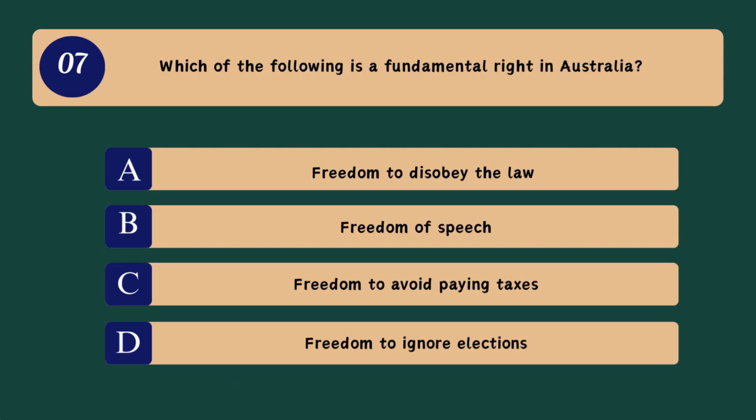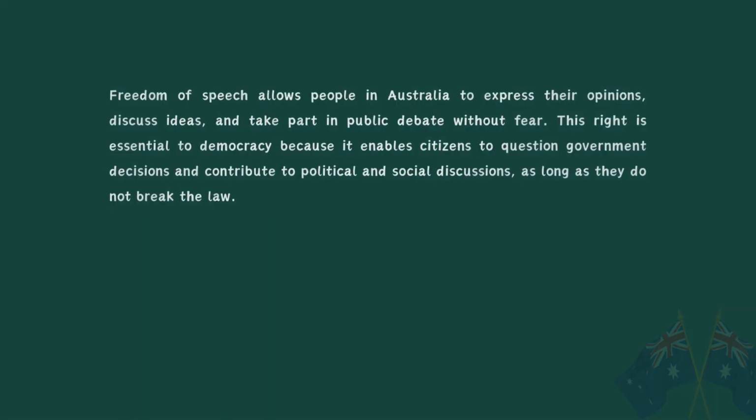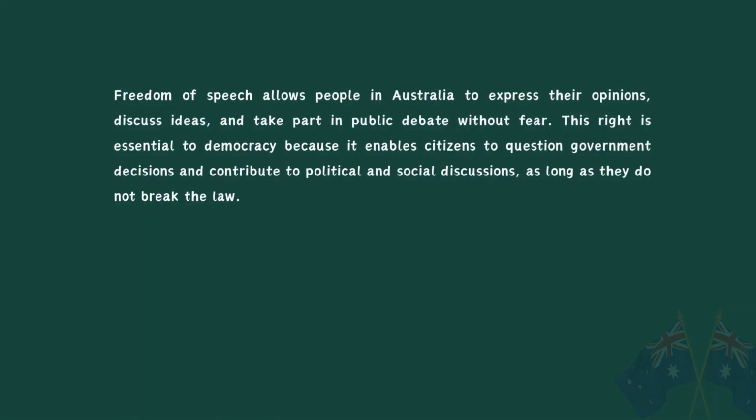Correct answer. B. Freedom of speech. Freedom of speech allows people in Australia to express their opinions, discuss ideas, and take part in public debate without fear. This right is essential to democracy because it enables citizens to question government decisions and contribute to political and social discussions, as long as they do not break the law.